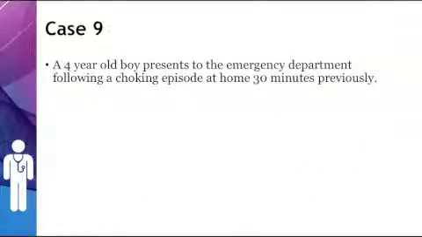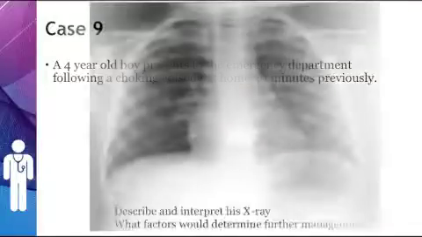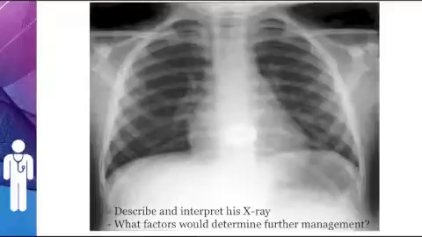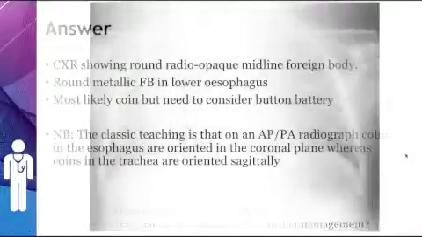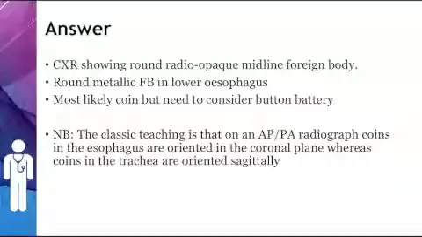So a 4-year-old boy comes into ED after he's choked in the house 30 minutes ago. Describe and interpret his X-ray and what your further management plan would be. So this is a chest X-ray showing a large foreign body. Maybe it's a coin, maybe it's a button battery.